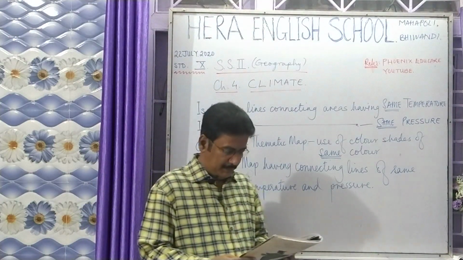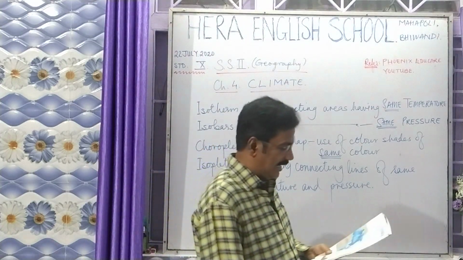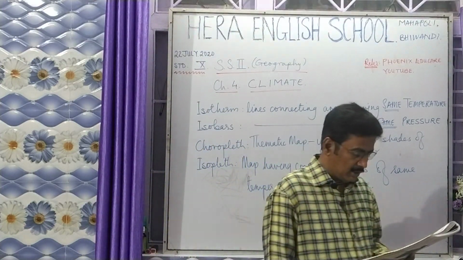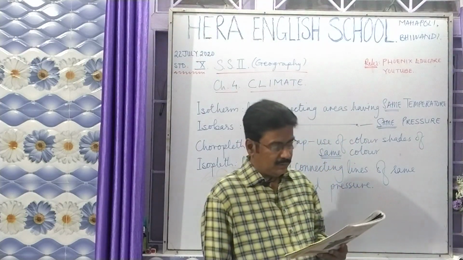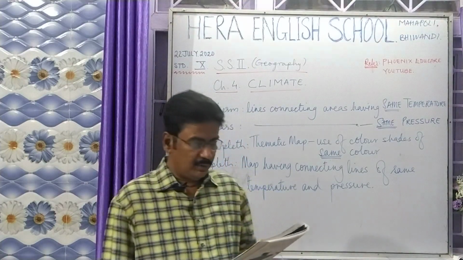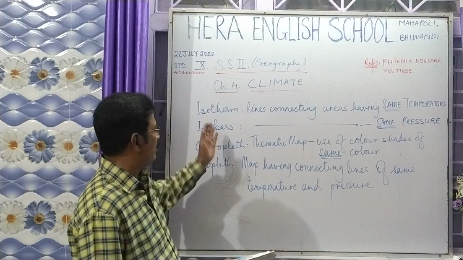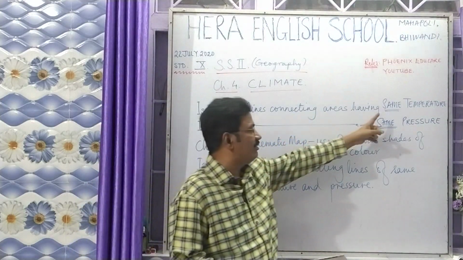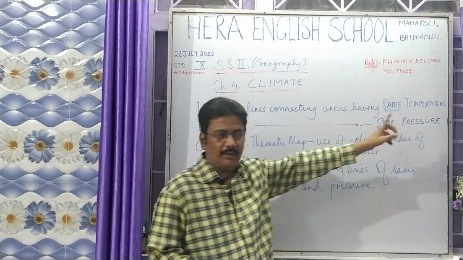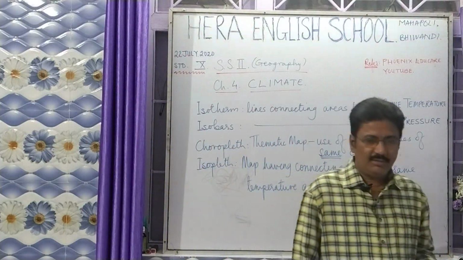Now if you look at the map on page number 25, the lines you can see marked in red are known as isotherms. Why? I have given you the meaning of that also. Isotherms are lines connecting areas having the same temperature. That means, in isotherm, therm means temperature, iso means line.